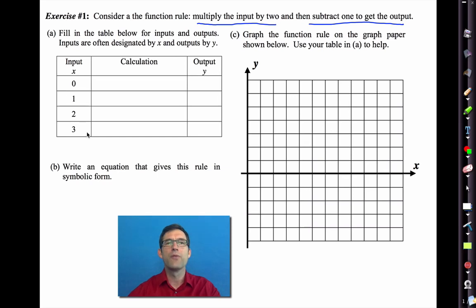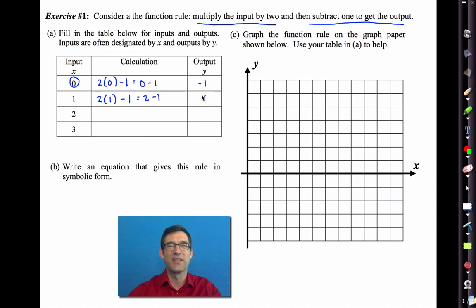Letter A says, fill in the table below for inputs and outputs. Inputs are often designated by x and outputs by y. So what does it say? It says take the input and multiply it by 2 and then subtract 1 to get the output. So 2 times 0 is 0, minus 1 gives me negative 1. So an input of 0 gives me an output of negative 1. Let's go with an input of 1. If we have an input of 1 and we multiply it by 2, and then we subtract 1, that's pretty easy. 2 times 1 is 2. Minus 1 gives me an output of 1.